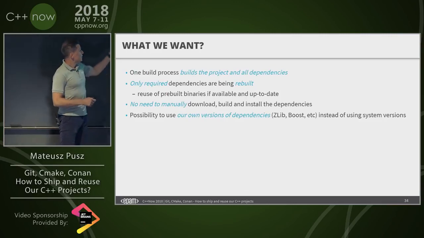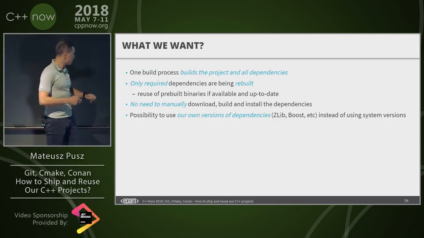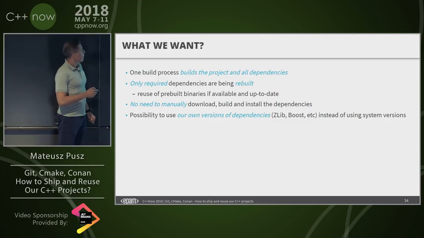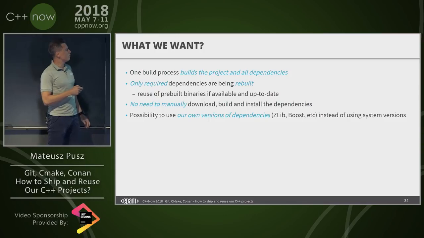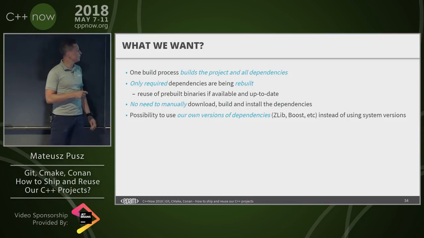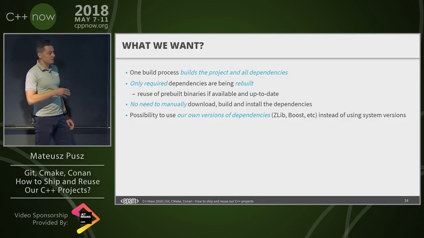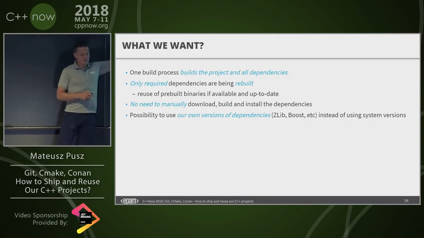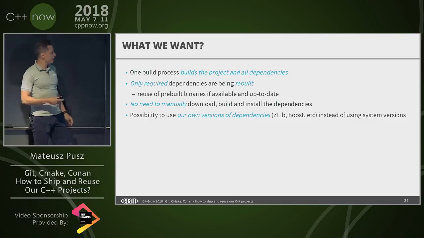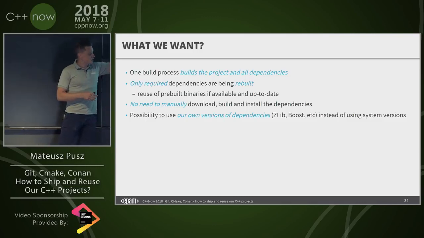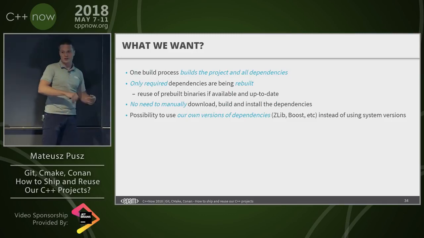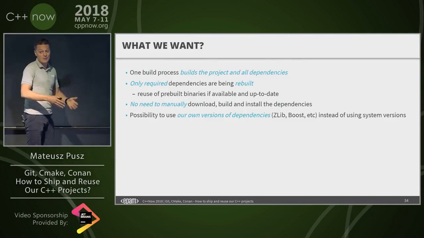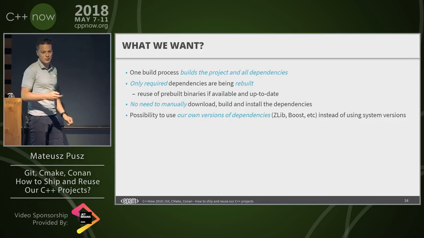And I think these are the things that every one of us would like to have, talking about package management. One builds projects and all the dependencies. Only things that are required are rebuilt if needed. Reuse pre-built binaries wherever possible. No need to manually download stuff, build and install. It should be done by the package manager, yes? A possibility to use our own versions. So if you have some zlib or Boost installed on your file system, you may want to use your own version that is much newer or older, maybe for some dependency or compatibility checking, than the one that is installed on the system.